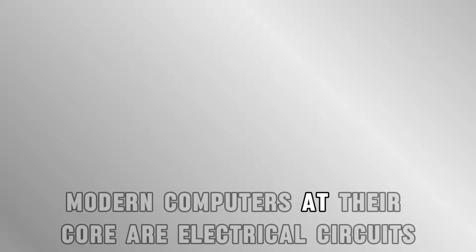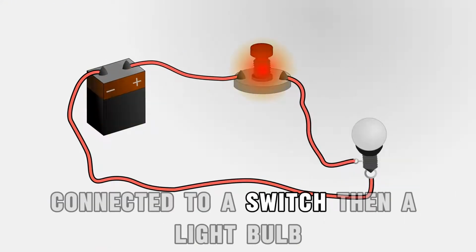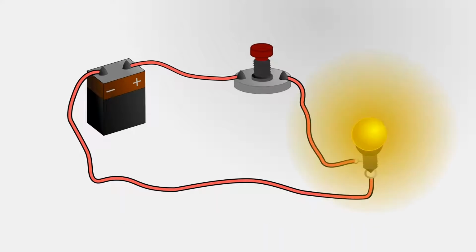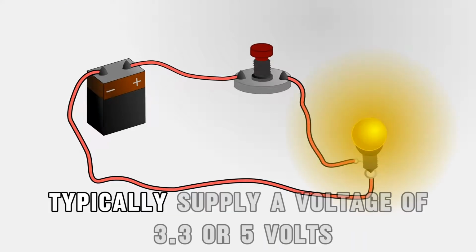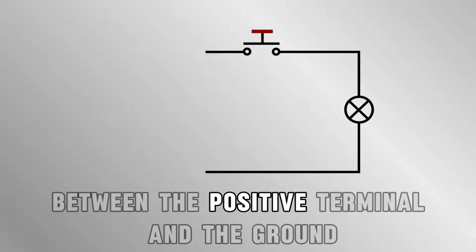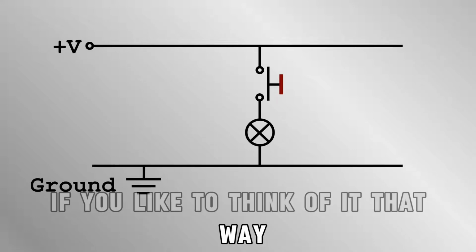Modern computers at their core are electrical circuits. A very simple circuit might consist of a battery connected to a switch, then a light bulb, then back to the negative terminal of the battery. Modern computer components typically supply a voltage of 3.3 or 5 volts between the positive terminal and the ground, or negative terminal if you like to think of it that way.